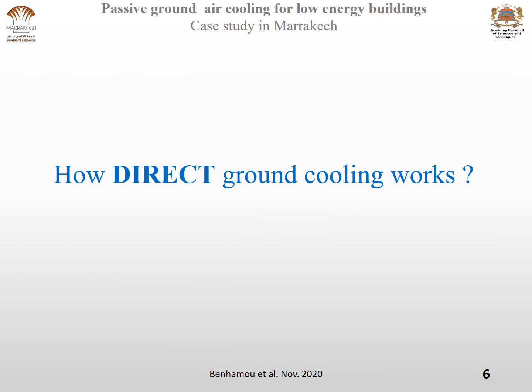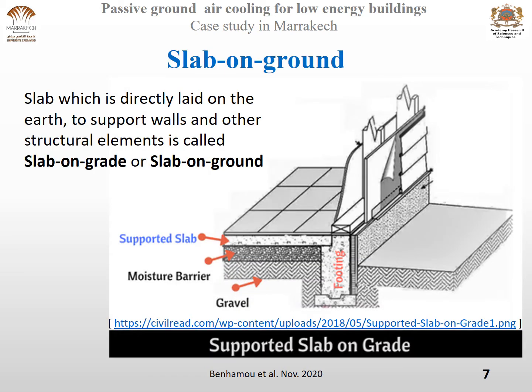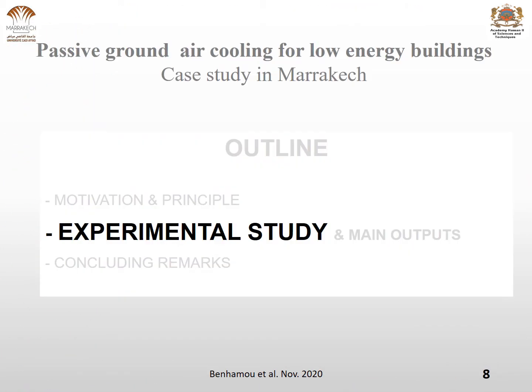How does direct ground cooling work? This is a schematic diagram of a slab-on-ground, which is a slab which is directly laid on the earth to support walls and other structural elements. It is either called slab-on-grade or slab-on-ground. So let's now move to the experimental study.